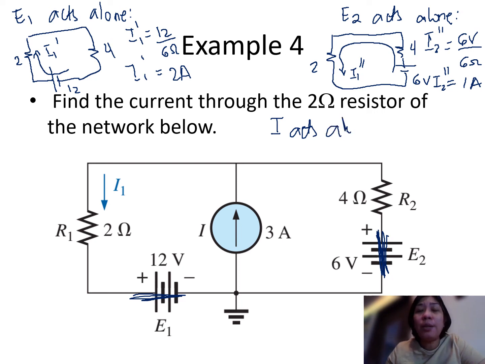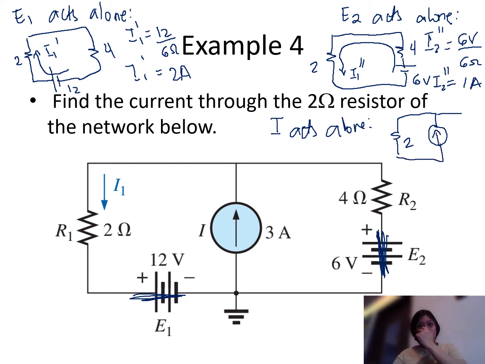it's like a current divider again. So this is your 2, this is your 3 amperes, and this is your 4. Just like that. And if this is our source, what will the current look like? How will the current flow? So these are your currents, and we call this I triple prime, in that direction.